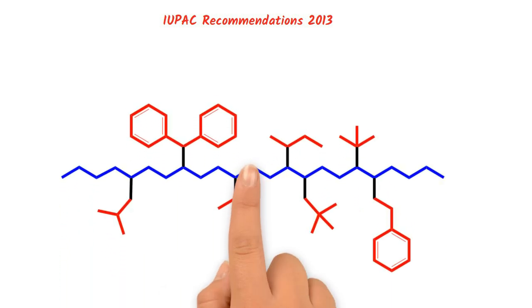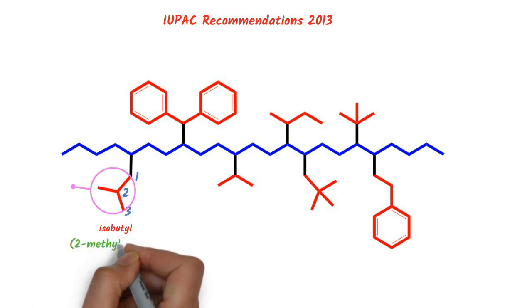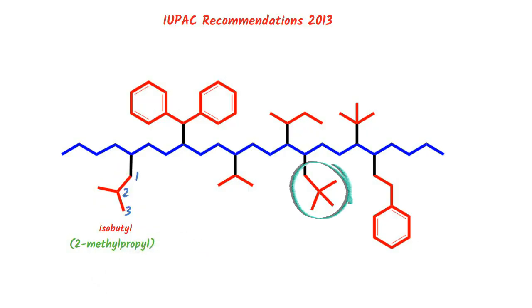Consider this molecule. The blue chain is the parent carbon chain and substituents have been shown in red color. Take this one first. The common name for this group is isobutyl. As per new recommendations, the carbon chain is numbered with number 1 starting from the carbon attached to the parent chain. The suffix for substituent branch chain is yl. At C2 we have methyl group. So we write 2-methylpropyl.